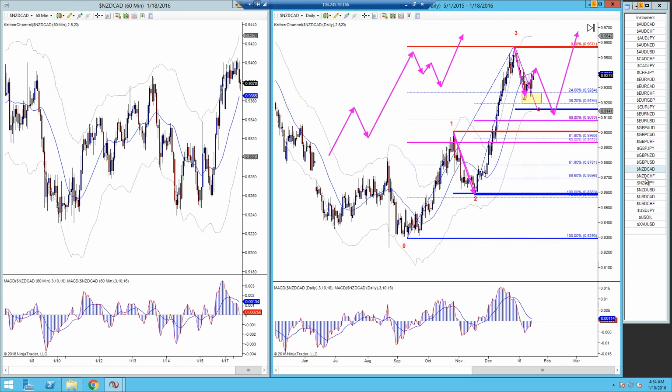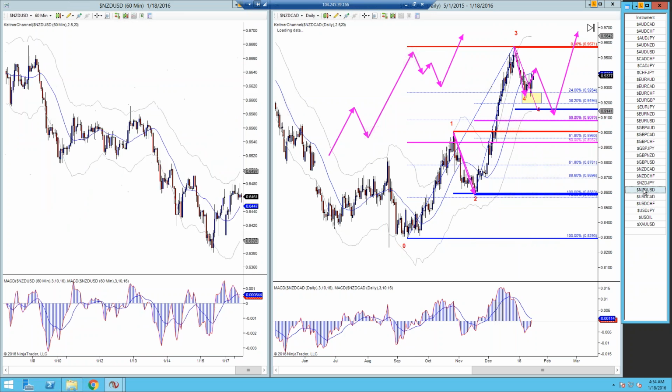All right, so let's continue down with the NZD-CHF. I'm really going to look at the NZD-USD. I'd rather just look at that than the other markets, quite honestly. I think that's a better look.